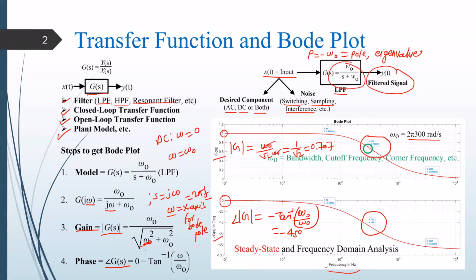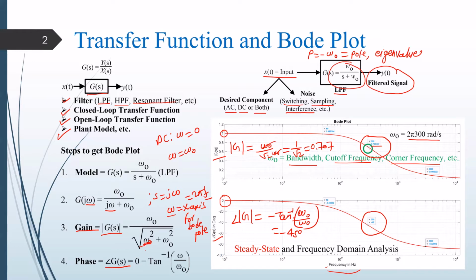Okay, at this point, the frequency at which the gain value is about 0.707 is also called the bandwidth, or cutoff frequency, or corner frequency. So this is one design parameter. This is called the bandwidth, and it is one design parameter for your filter, or it can be a design parameter of your controller. Okay, and you can vary this bandwidth.